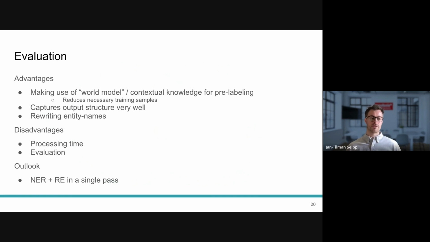The disadvantages are, of course, that the processing time is quite long when you use a larger model, like a 70 billion parameter model. And evaluation is tricky, especially because when you rewrite entity names, for example, you cannot have a gold standard you can match to. And then as an outlook, what we are trying to do, and already see quite good results in, is combining named entity recognition and relation extraction in one single pass.